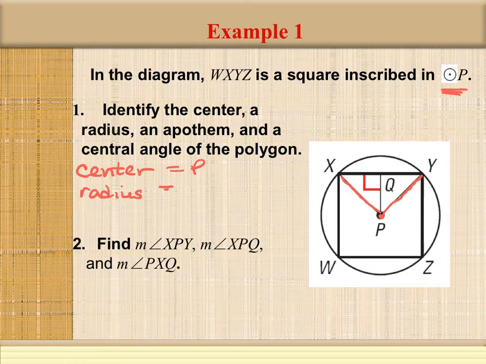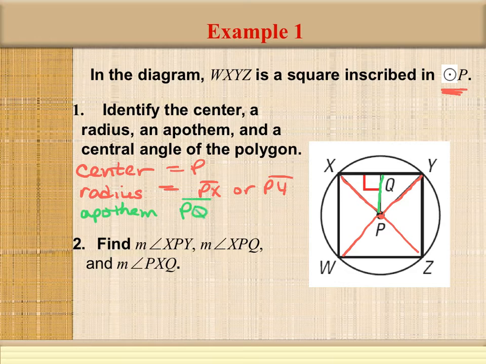So you could either name PX or PY. You could also draw in your own. You could draw PZ and PW. These are all radii. For the apothem, remember that's the perpendicular distance from the center to the side of your polygon. It does not go all the way to the circle. So my apothem here would be PQ.